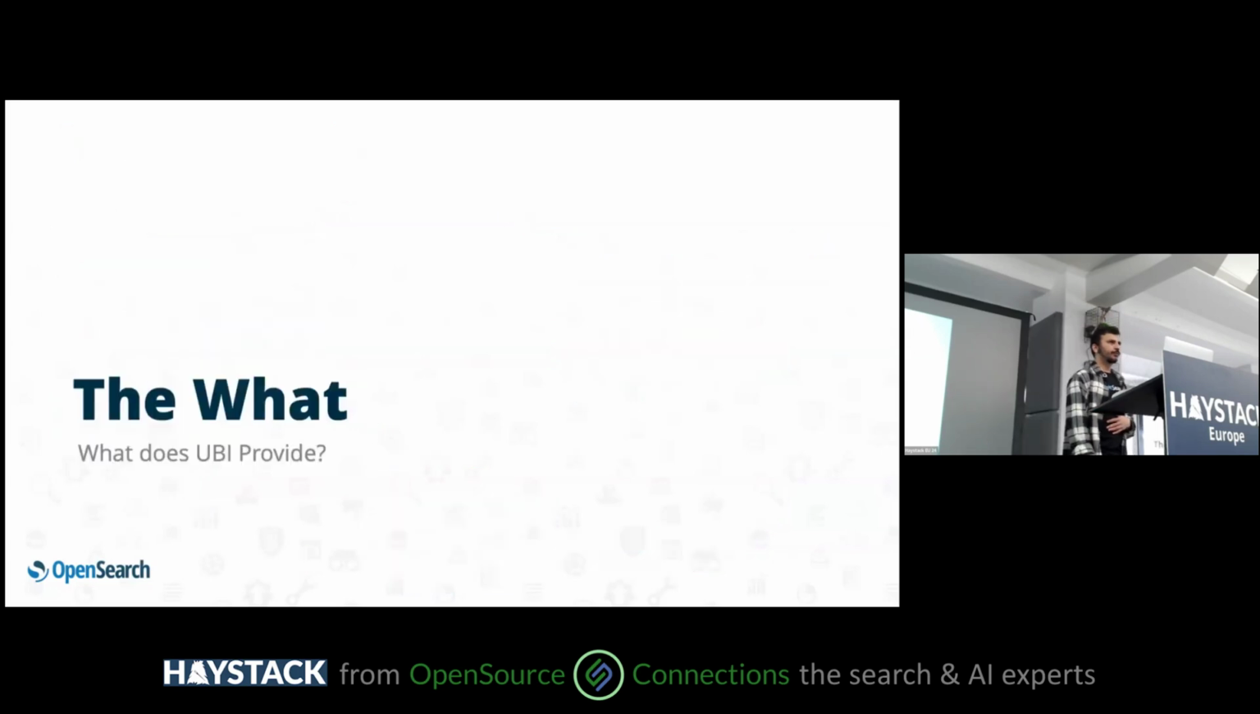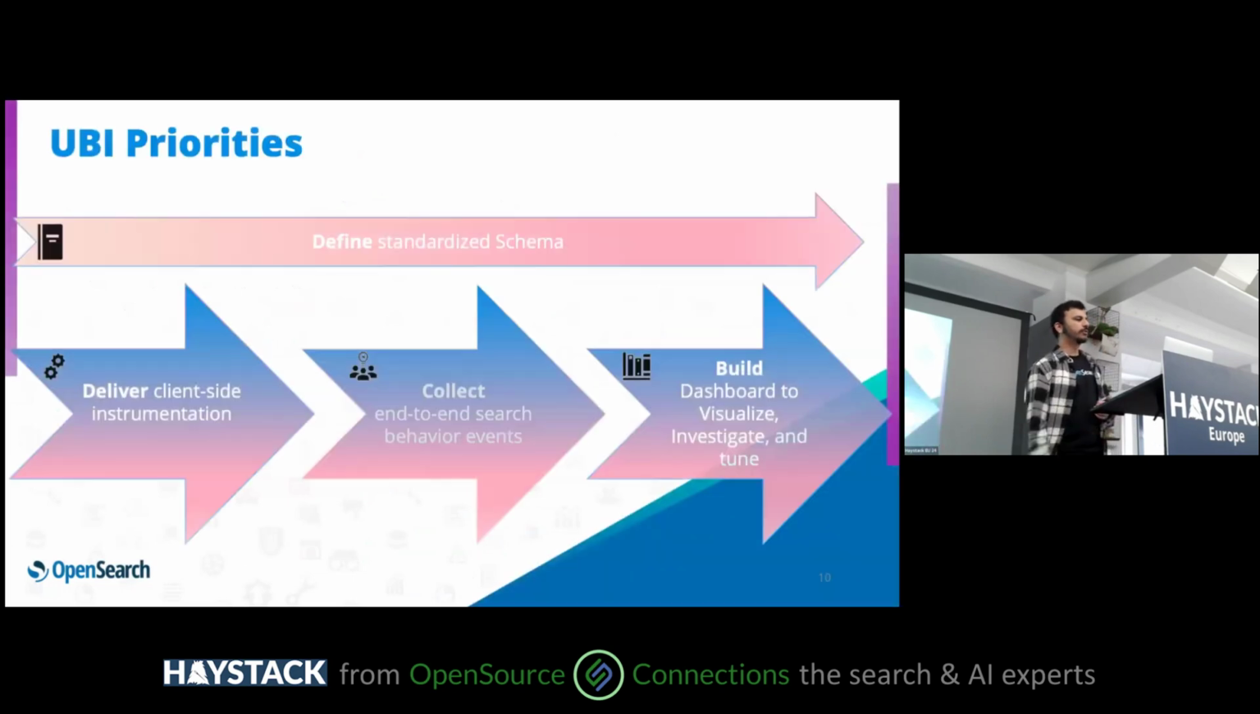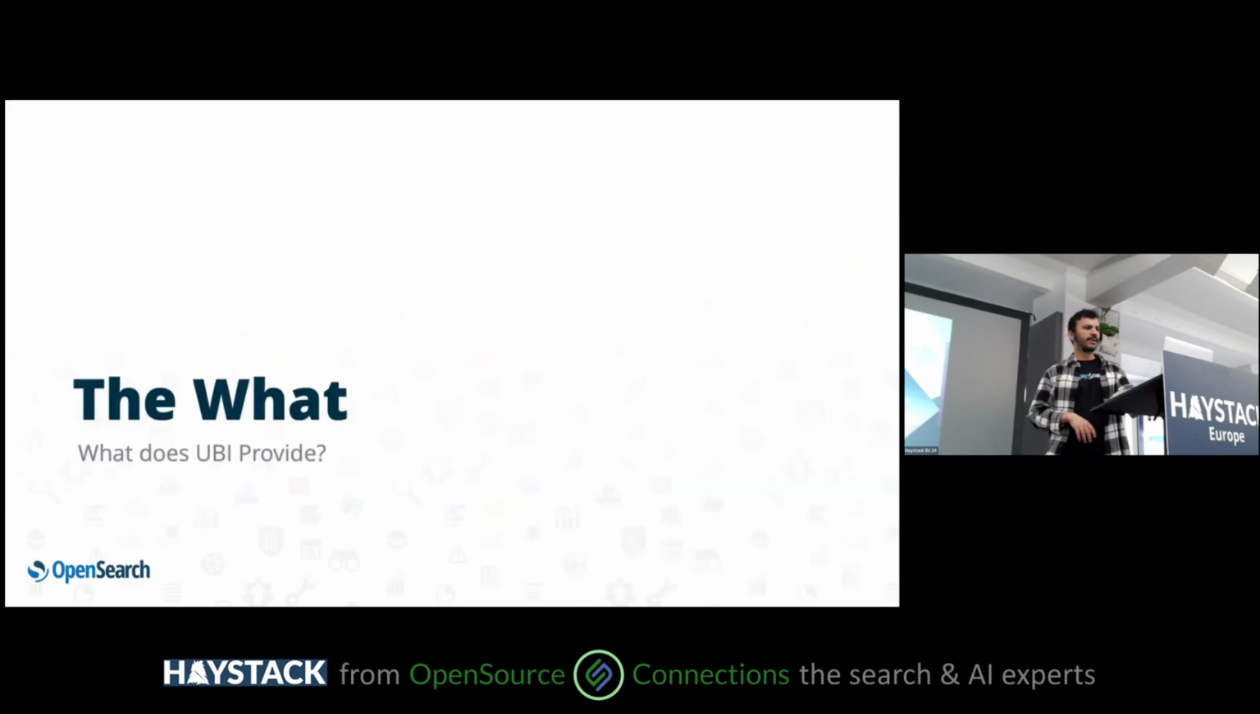What does UBI provide? At its core, UBI provides the standardized schema. That is the fundamental thing that UBI provides. It also provides client-side instrumentation, a bunch of JavaScript. It also provides tools to collect the generated data, and it also provides the means to analyze the collected data. So this is the scope, at least for now, for UBI. These are the UBI priorities.